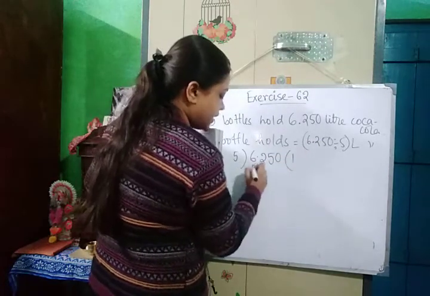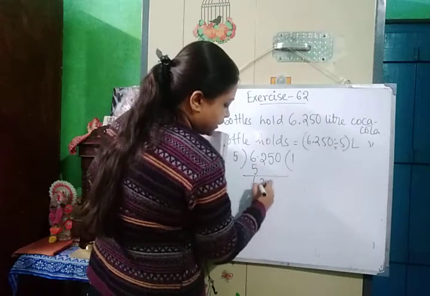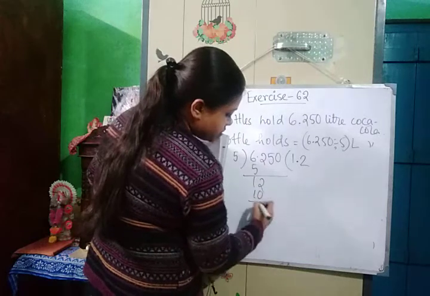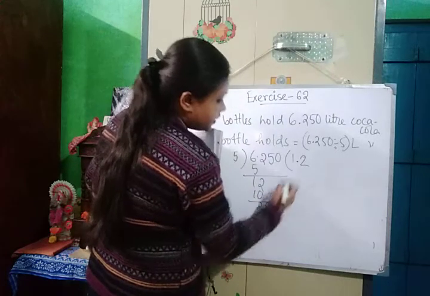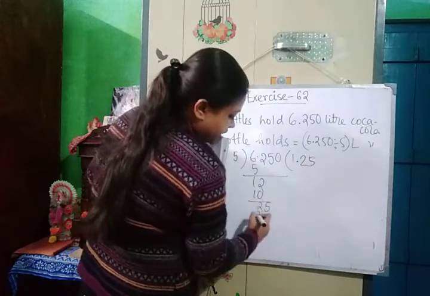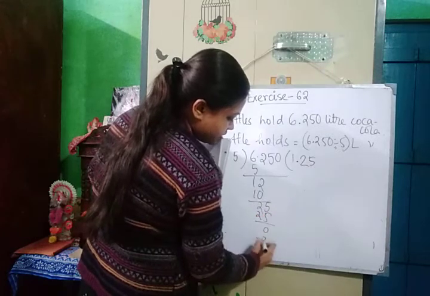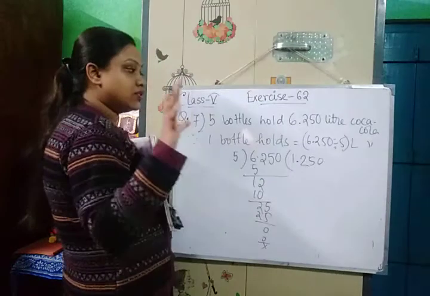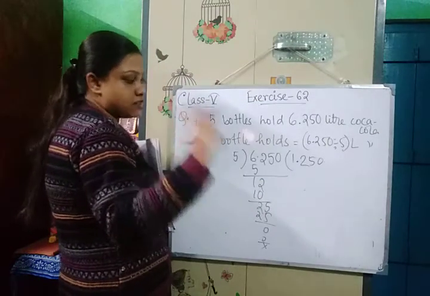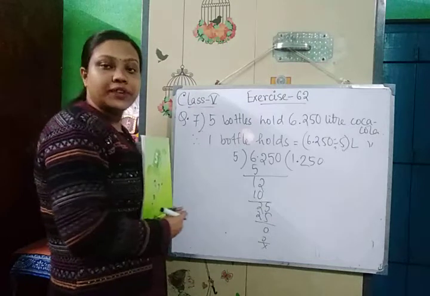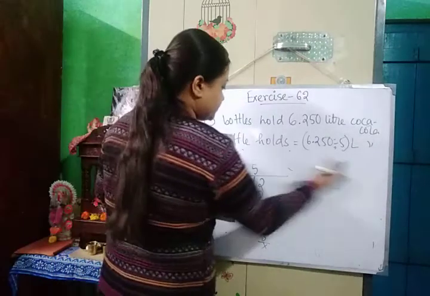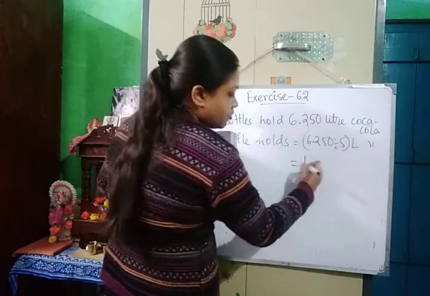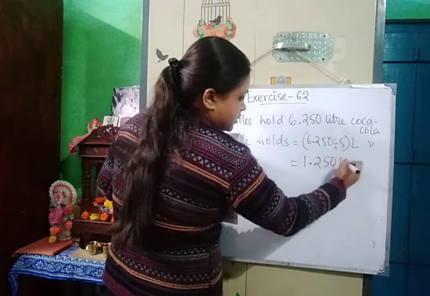So 5 ones are 5. 1 remainder, we will take down 2 and put here a point. 5 2s are 10. 2 remainder, we will take down 5. So 5 5s are 25 and 5 zeros are 0. So 1 bottle will hold 1.250 liter Coca-Cola. Okay, so after doing the division, you will write here 1.250 liter.